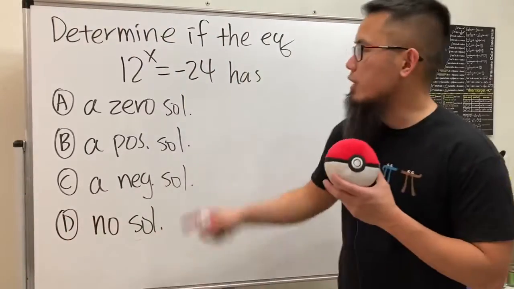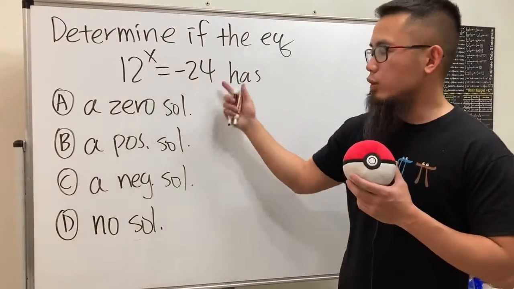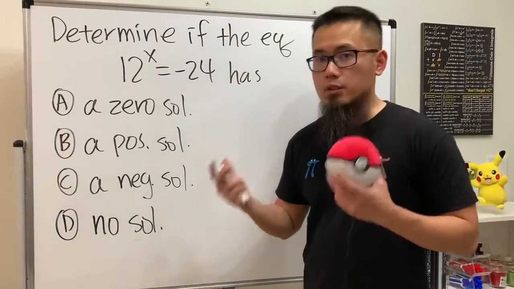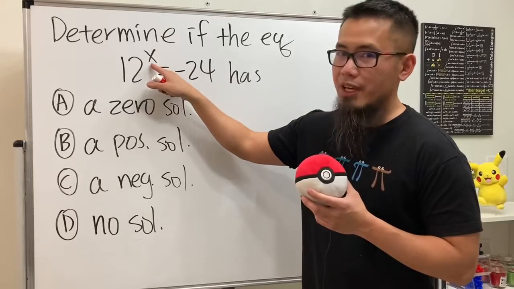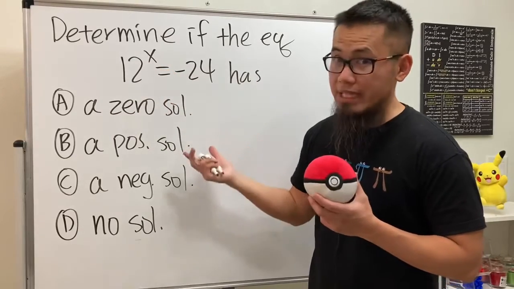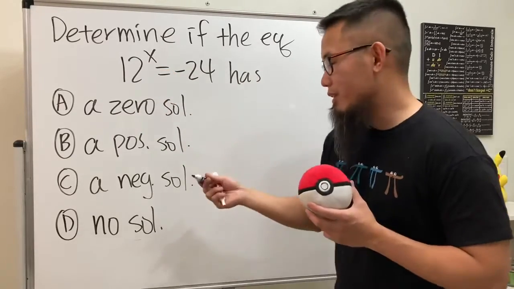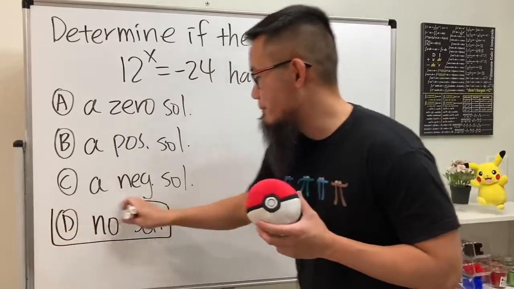Here we're given the equation 12 to the x power is equal to negative 24, and we're going to see what kind of solution this has. Well, this is an exponential equation, and you see that it's equal to a negative number. The answer to this is that it has no solutions.